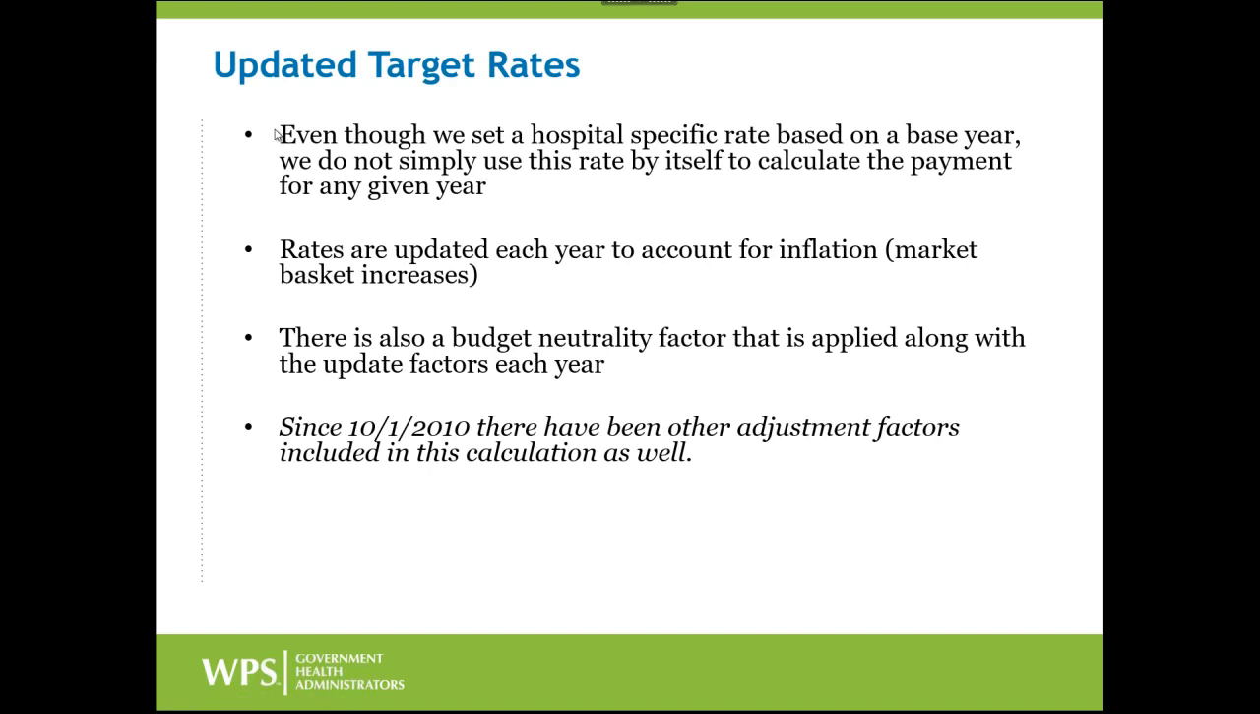We talked about the base rates, also known as the target rates. We talked about these in the other video, but as I also mentioned, we don't just take that base rate. For example, we don't take a 1982 base rate and try to use that to pay claims from 2022. That would obviously make no sense. Those are very outdated costs. So the rates are updated each year to account for inflation based on all the market basket updates, any budget neutrality factors, a variety of different adjustments. They're updated every year so that we'd have the 1982 rate potentially inflated forward to 2022, and that would be used to calculate payments for 2022.